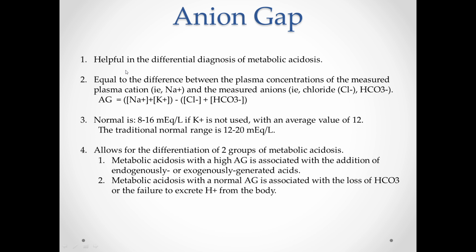When assessing for metabolic acidosis, there's a calculation called the anion gap that can be used to help understand the cause of the metabolic acidosis. The anion gap, or AG, is calculated by adding the positive ions, that would be sodium and potassium, and subtracting them from the negative ions, that would be chloride and bicarb. The number that you get from this subtraction should be between 8 to 16 milliequivalents per liter.